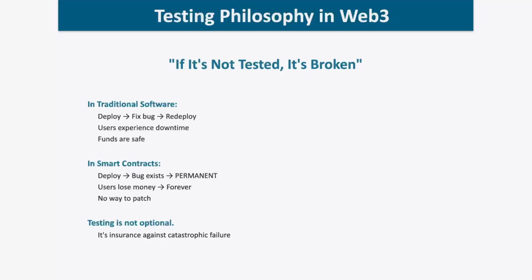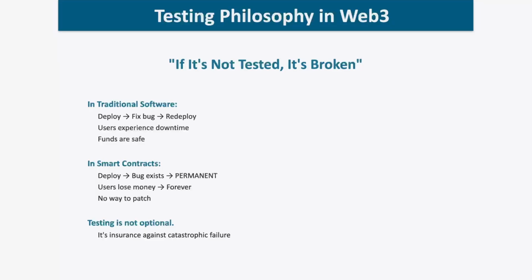In traditional software, we deploy. If a bug appears, we fix and redeploy. Users experience downtime but survive. In smart contracts, we deploy. The bug exists forever. Users lose money forever. No patches exist. The only solution is to test thoroughly before deployment. Test the happy path. Test the failure cases. Test edge cases. Test with random inputs. Test the contract like someone is actively trying to break it. Because someone might be.